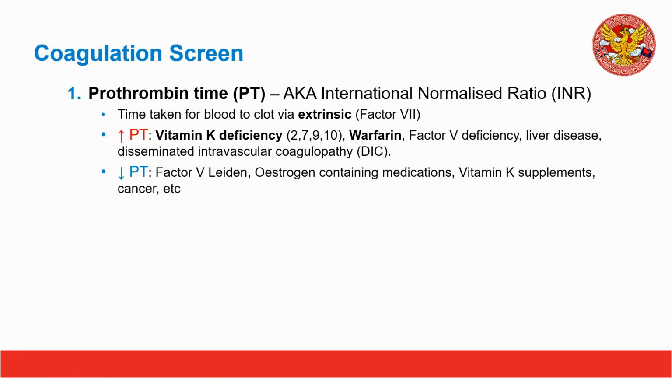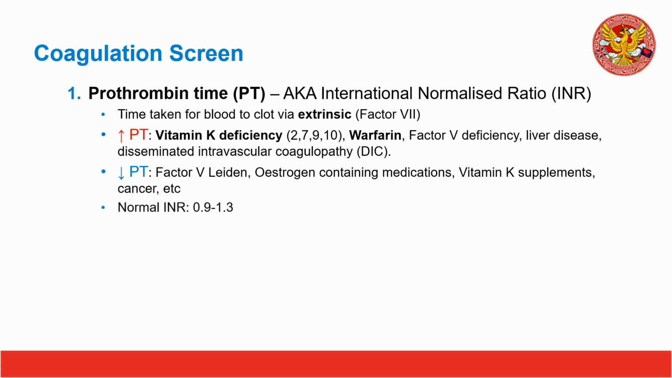Because factor 7, you can't normally get an isolated factor 7 deficiency or abnormality. Generally, your prothrombin time is used to measure overall coagulopathy. So if there's an increase, if you have vitamin K deficiency, if you're on warfarin, factor 5 liver disease, or DIC, what happens is your prothrombin time increases because you have a depletion of your coagulation factors in general. A reduction in PT time can suggest something like factor 5 Leiden or estrogen containing medications, or having actually the opposite of vitamin K deficiency, taking vitamin K supplements.